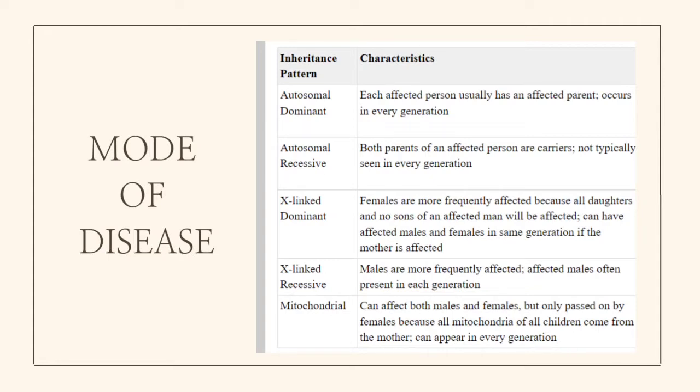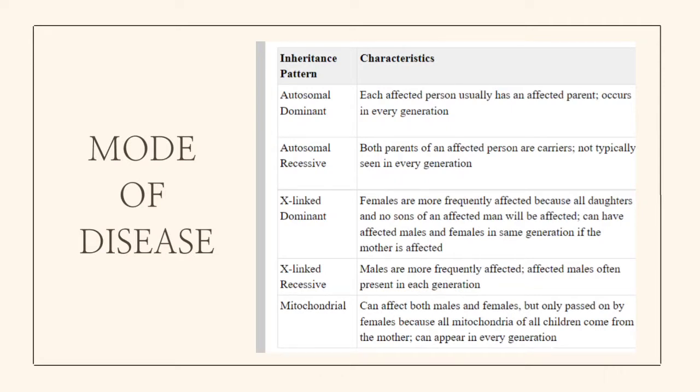Occurs in every generation. So, meaning to say, in autosomal dominant, let's say for example, we have a specific disease. Always remember that the affected person has an affected parent. Either the affected one is the mother or the father, or both of the parents are affected, and that's the reason why we have an affected child. Okay? So always remember that it occurs in every generation.